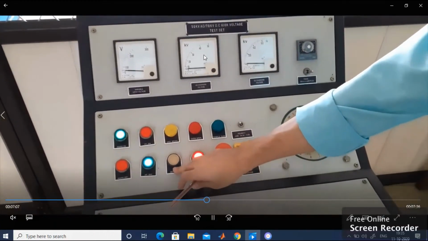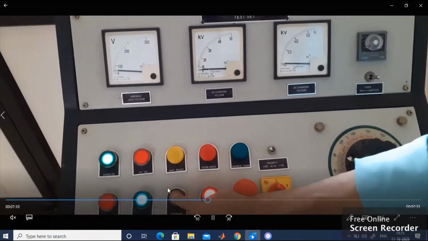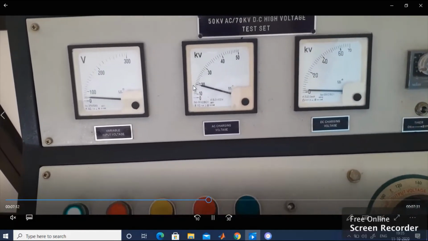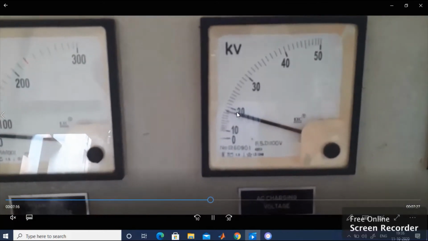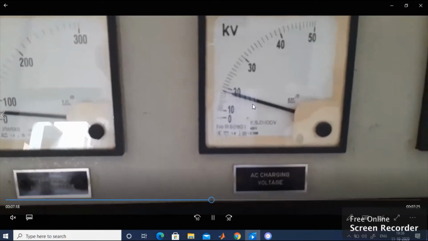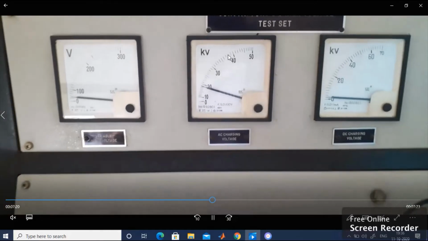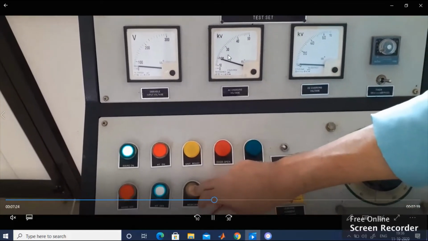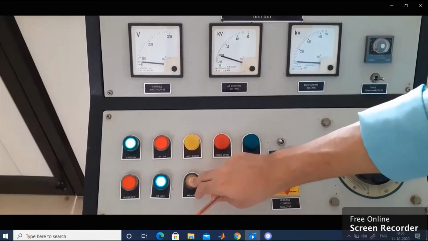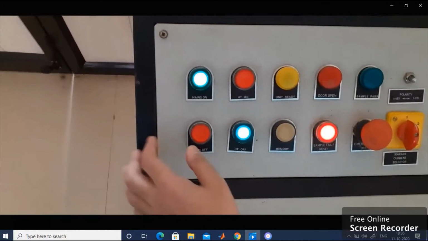So how to get the value of the breakdown voltage? We have the memory facility. You have to click on the memory, then you will come to know that the breakdown voltage is approximately 19 kV. So at 19 kV, the dielectric breakdown happened when you maintain the distance between the two plane configuration equal to 10 millimeter. Since you have the memory facility, there are no issues.